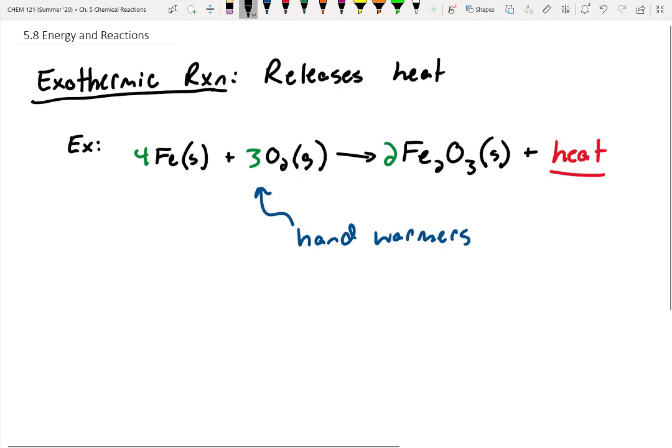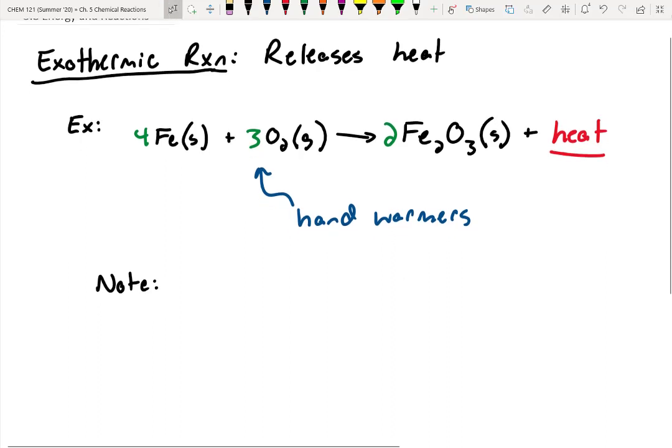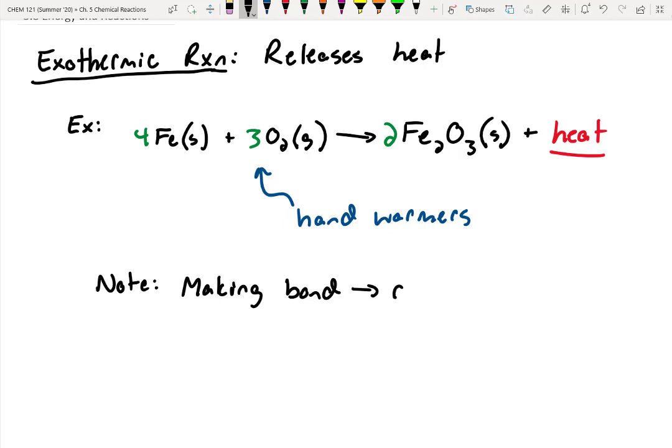All right, I did want to make a note about all of these. And this is one that's not really discussed in the book, but I do think it's important to remember. If you think about making a bond, if you make a bond, you're going to release heat. Basically, you're going to release energy. However, if you break a bond, that's going to be the opposite. You need to take energy or absorb energy here.